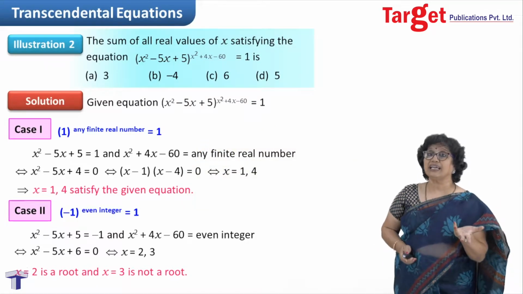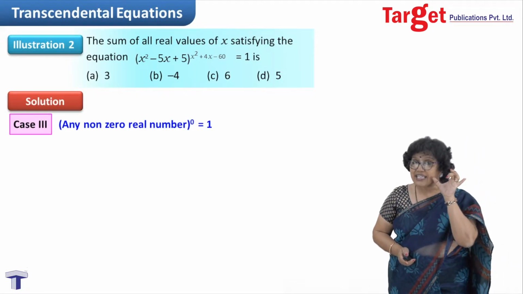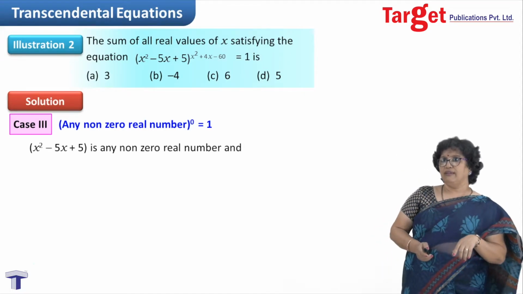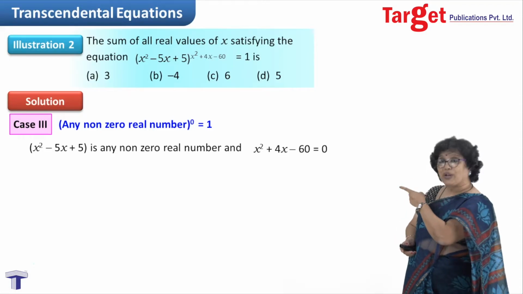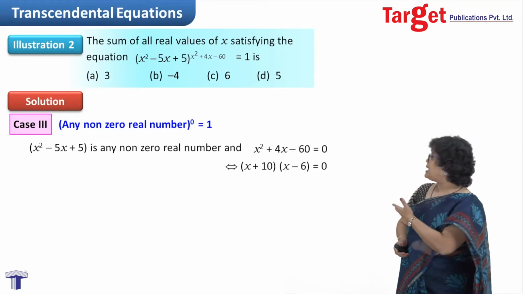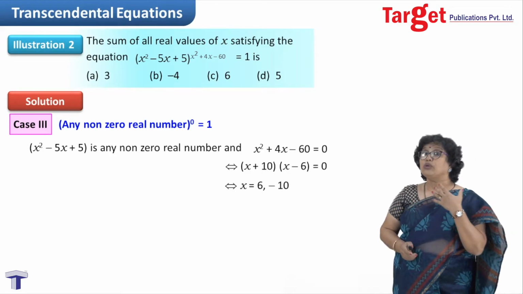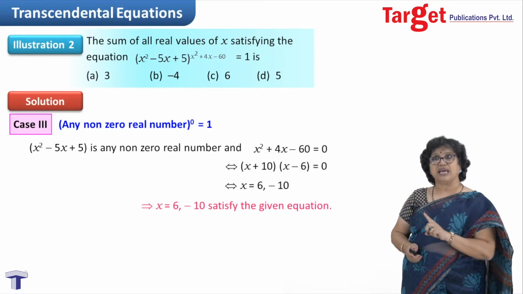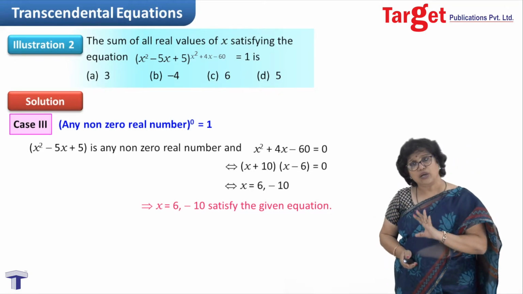Take the third case. And the third case is what? Something raised to 0 would be 1. But when I say something, that base is always a non-zero quantity. x square minus 5x plus 5 is any non-zero real number. And we want now the power to be 0. Means x square plus 4x minus 60 should be 0. I solve that part, x square plus 4x minus 60 equal to 0, and I get x plus 10, x minus 6 equal to 0. That would lead to x equal to minus 10 and x equal to 6. Now the question is, which of them should be picked up? We realize that x equal to 6 and minus 10 will give us x square minus 5x plus 5 a non-zero real number, and hence both satisfy.